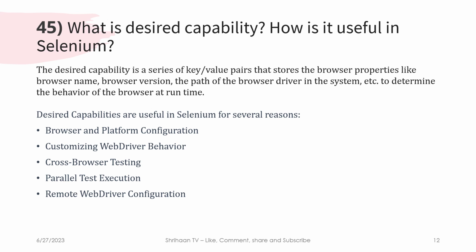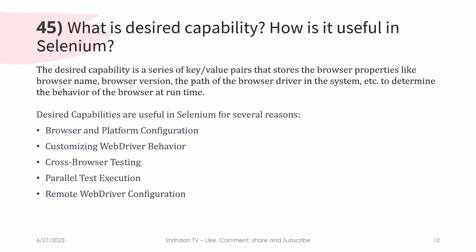And the next reason is customizing WebDriver behavior. We can set various preferences and settings based on our requirements, such as disabling JavaScript, accepting or rejecting SSL certificates. We can set the browser window size. These are some of the customizations available in the desired capabilities. And this is one of the reasons we are using desired capability.